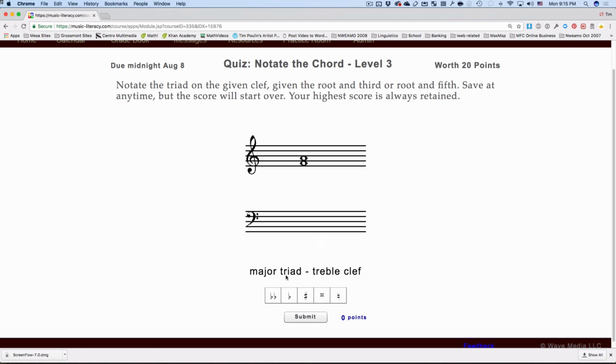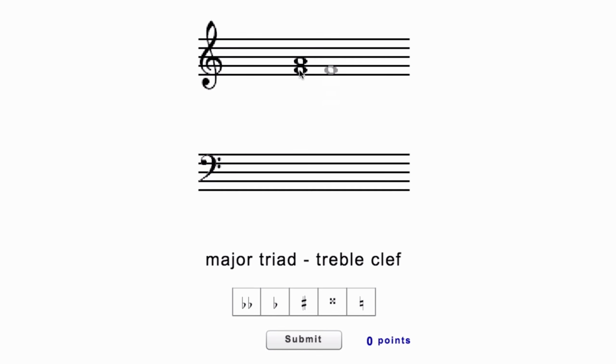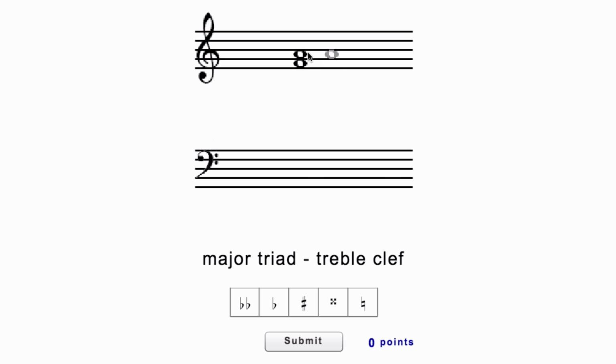So it says major triad, treble clef, and it gives us an F and an A. Well, we know that chords based upon C, F, and G are the major chords if they have the same accidental in all of them. So F, A, C has its perfect fifth here, F to C, and major third, F to A.